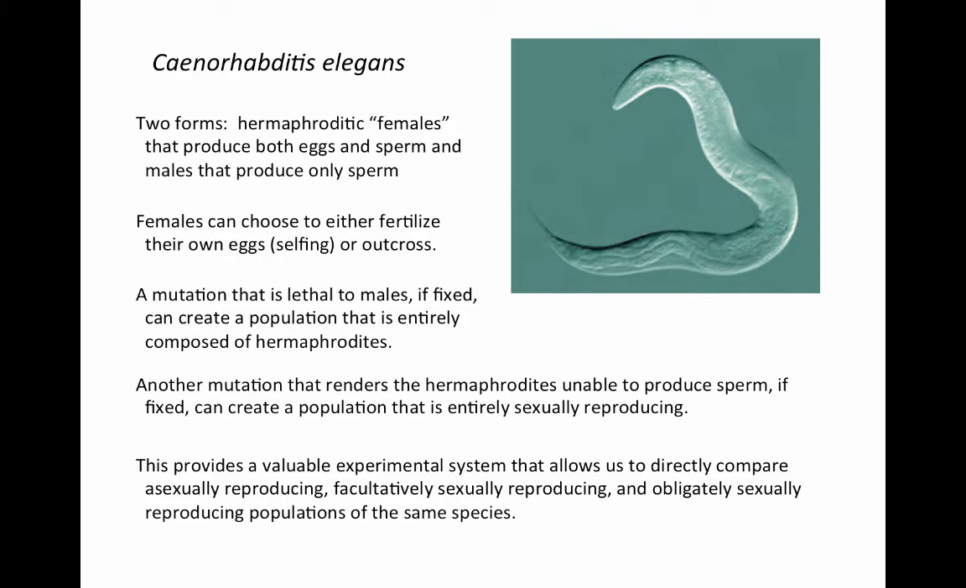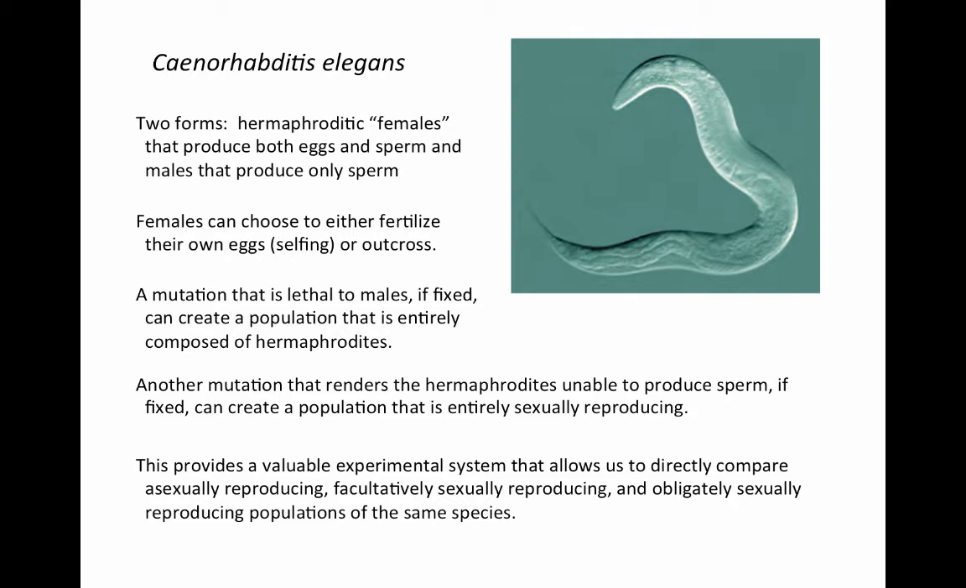This worm comes in two different forms. There are hermaphroditic, we call them females. They produce both eggs and sperm, and so these hermaphrodites can fertilize their own eggs with their own sperm. So this would be self-fertilization. And there are also males in the species that produce only sperm. So females can choose to either fertilize their own eggs or outcross with the males.